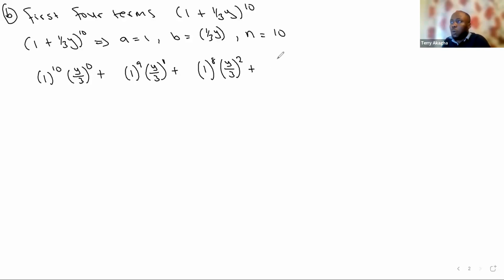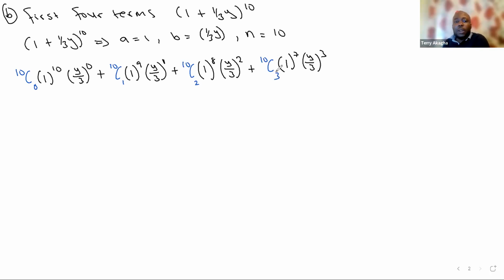Then plus the next one is 1 raised to the power 7, and y over 3 raised to the power 3. So we have the 4 terms: 1, 2, 3, 4. Then we'll stop there. Now you have to be careful: if they say ascending powers of y, we start like this, but if it's the other way around, you have to swap the variables. In this case, we're not told it has to be in any particular order. So the coefficients are going to be 10 combination 0, 10 combination 1, 10 combination 2, and 10 combination 3.